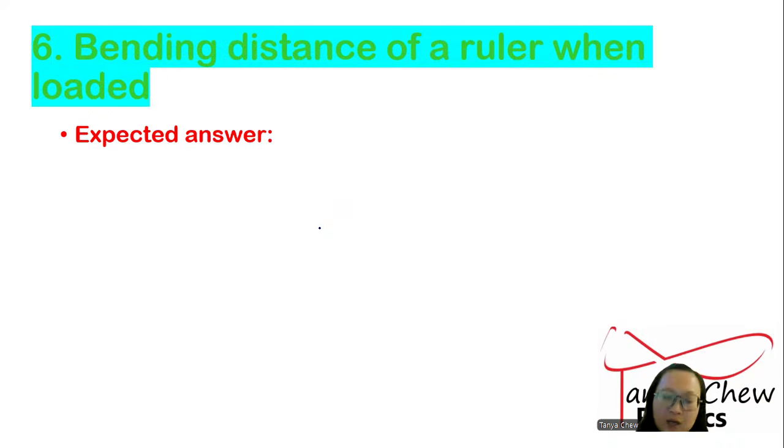Right, okay. Now, number 6 is the bending distance of a ruler when loaded. Okay, we would want to see a ruler, or meter ruler, to measure the distance. You have one ruler to bend, the other ruler is to measure the distance, right? And then you need to have a load. How do you measure the load?